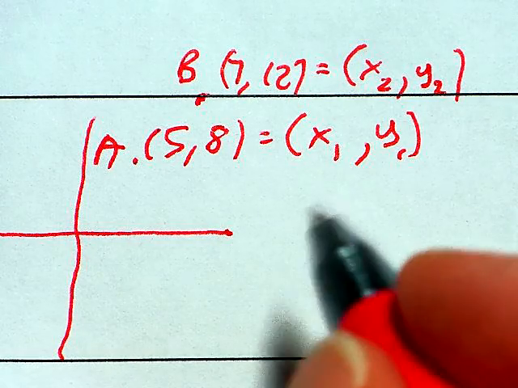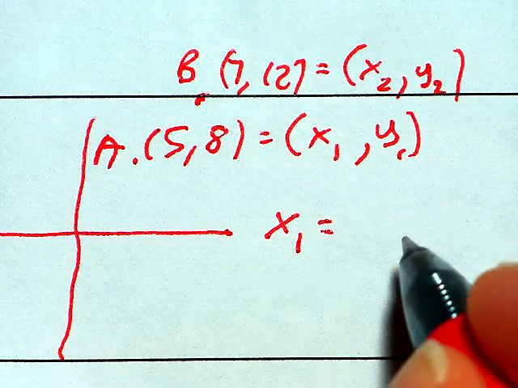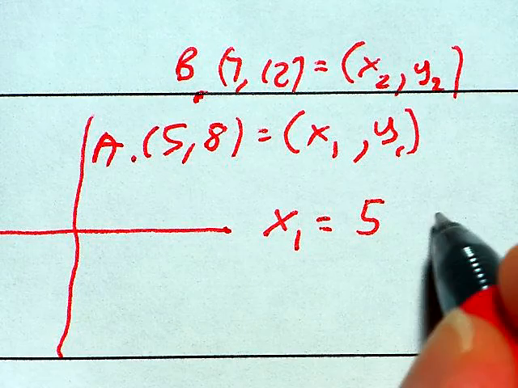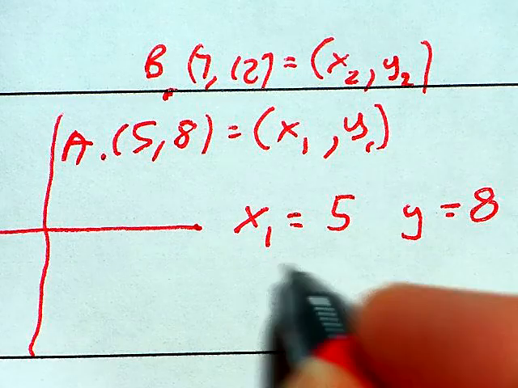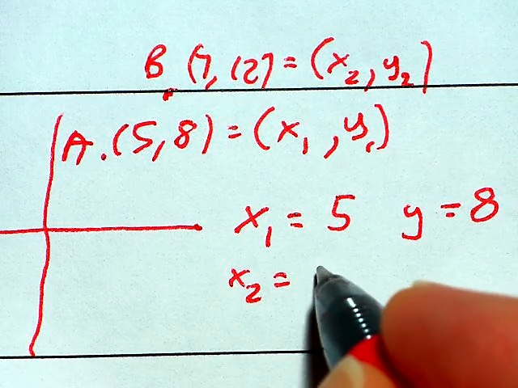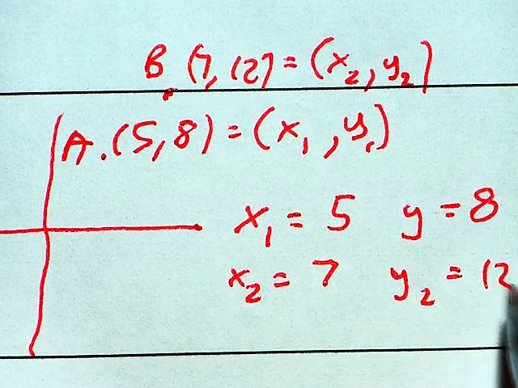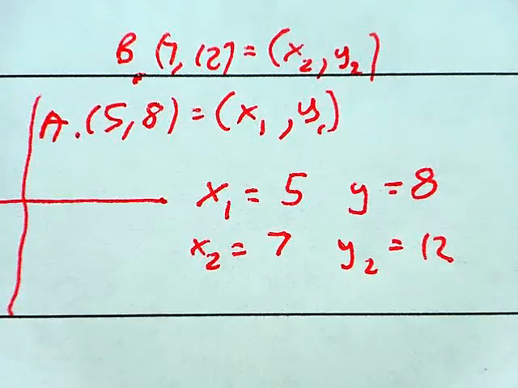Let's go ahead and, maybe it makes it a little bit more straightforward, we can actually make a little table for ourselves here. x1 is equal to 5. Let's say y1 is equal to 8. x2 is equal to 7. And y2 is equal to 12. And so now let's just plug this in to our midpoint formula.